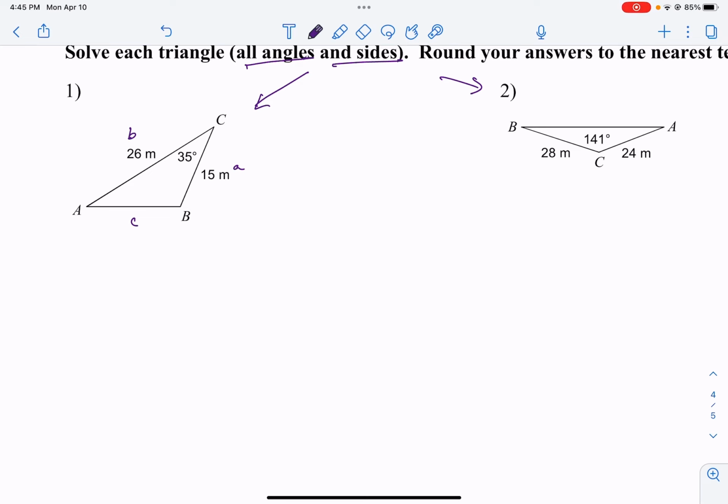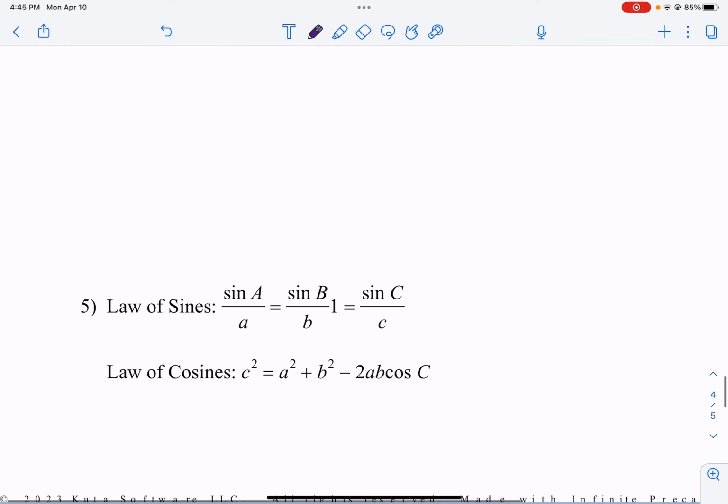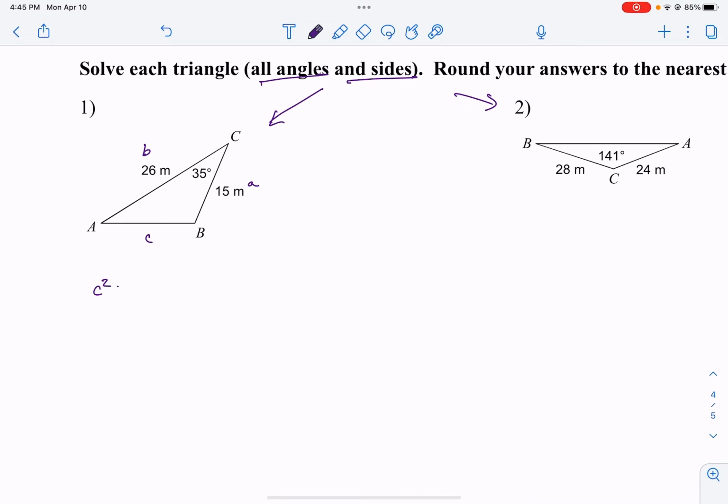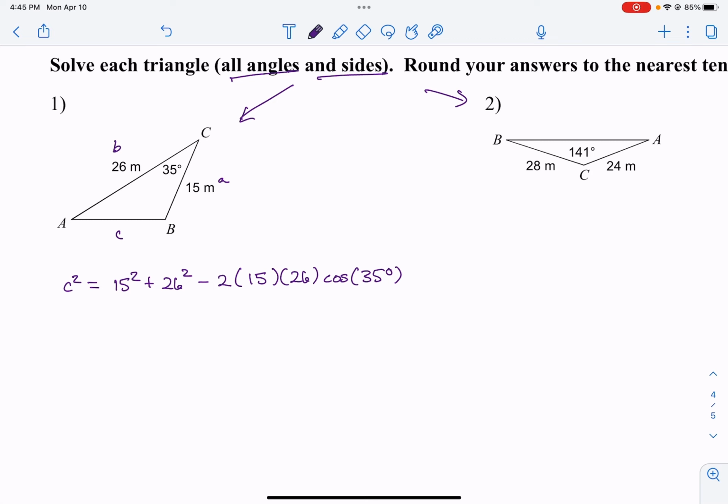And use the law of cosines, which is down here. Little c squared equals a squared, so 15 squared, plus b squared, 26 squared, minus 2 times a times b times cosine of C. Remember, that's equal to c squared. So what I'm going to do is put the right side in my calculator and get the number there.